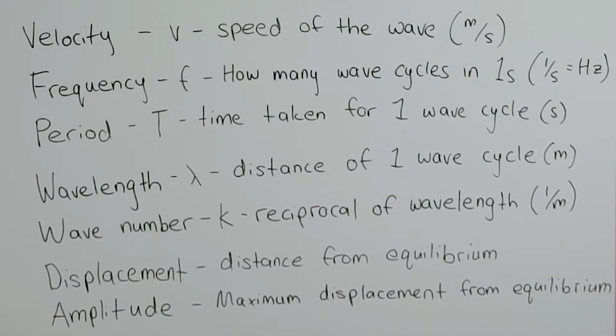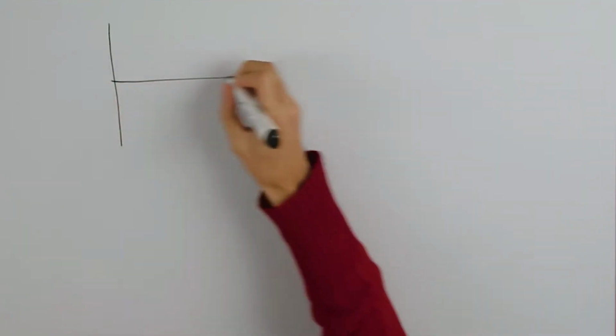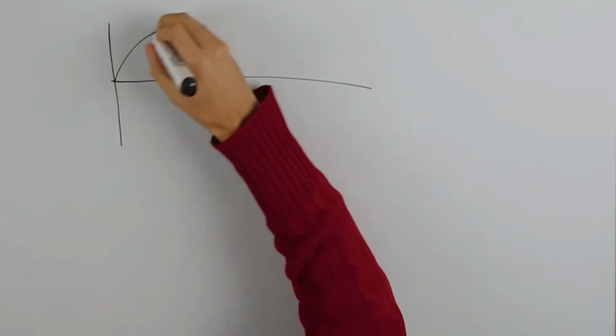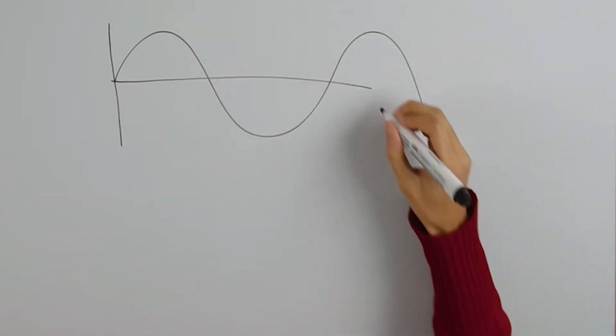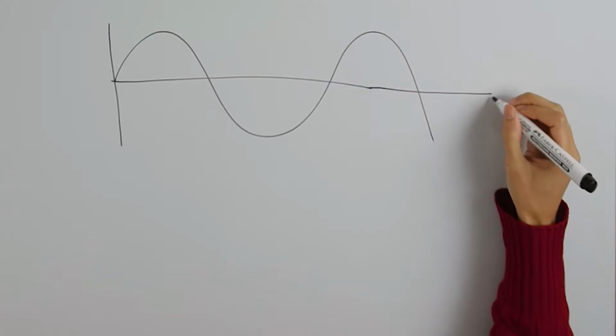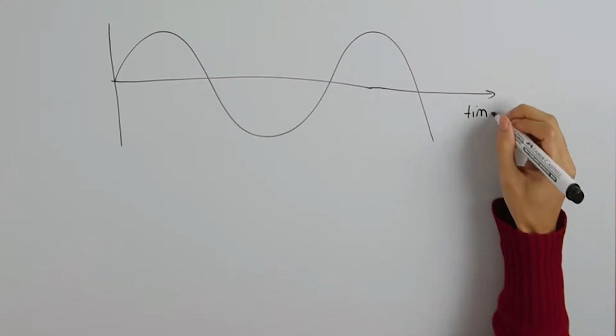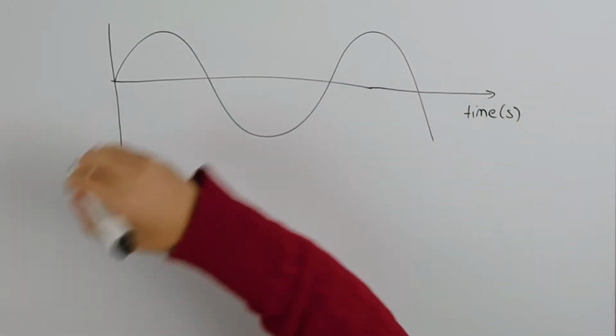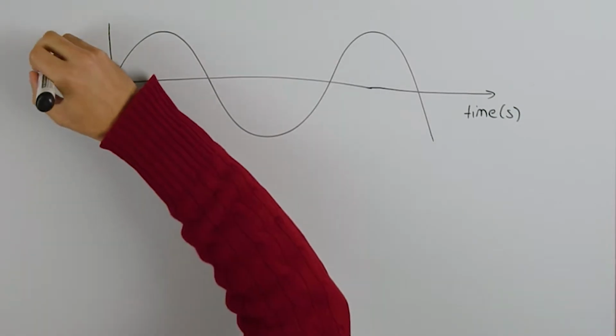Alright, so now that we have our definitions, let us see what these mean in terms of an actual wave. So there's actually two ways you can draw a wave. You can draw a wave using a displacement time graph. So with this axis, we'll have time measured in seconds with the y-axis as the displacement.